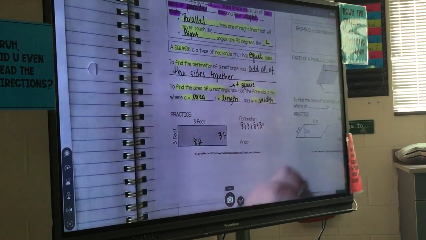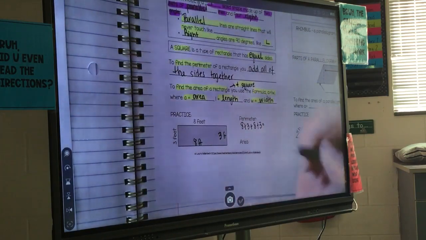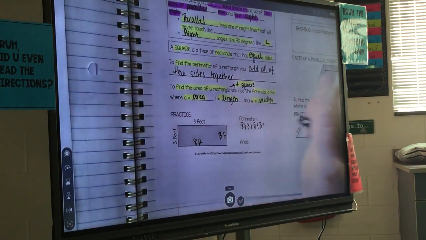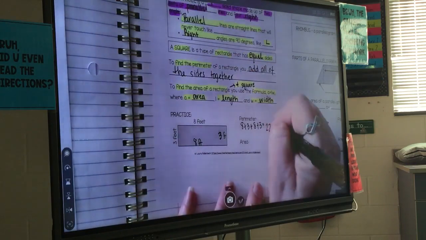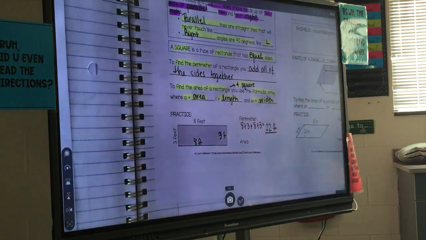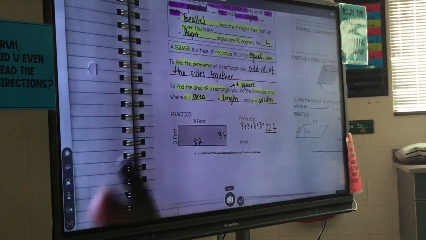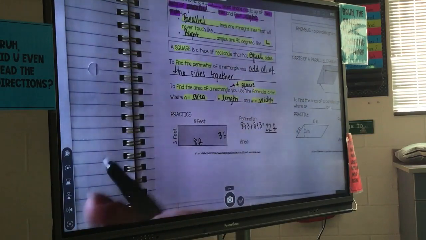When you add 8 plus 3 plus 8 plus 3, what do you get? Raise your hand. BK: 22. So 22 feet. And I will let you know, if you do not include the units, you will not get credit. You have to include the units. So when you're adding, it's just feet, or just the unit that is on your shape. When you do area, it's going to be squared. The reason it's squared is because you are multiplying two numbers.